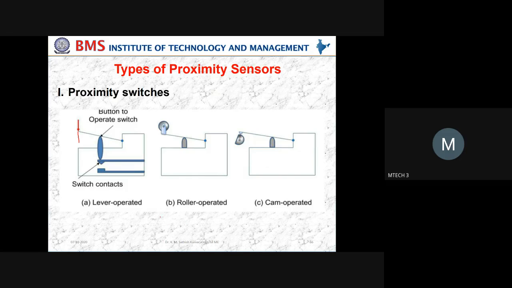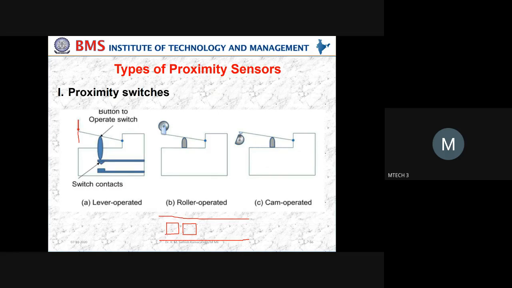What I am going to do is, I will have a conveyor. Just assume I will have a conveyor. On the conveyor, I have produced the parts. I am passing these parts, the produced parts, onto the conveyor. Below the conveyor, I am going to place this device called the proximity switches.